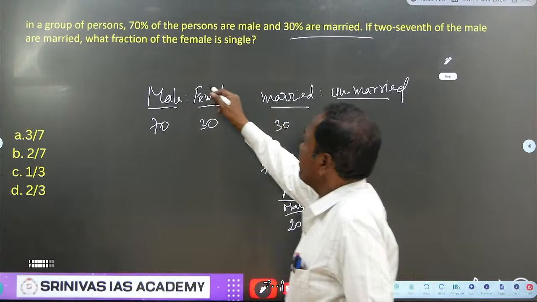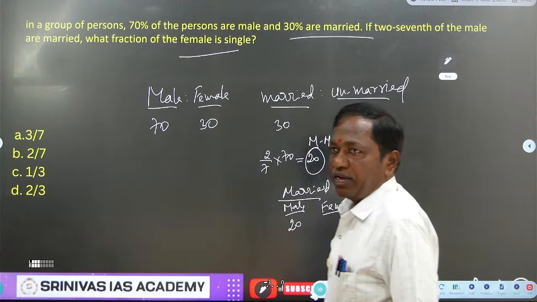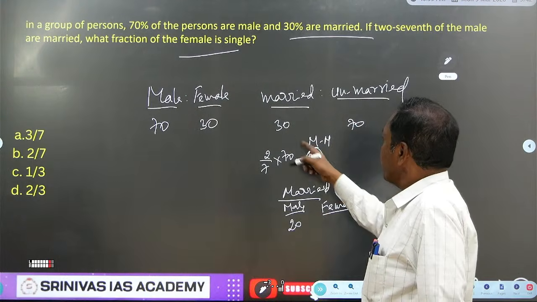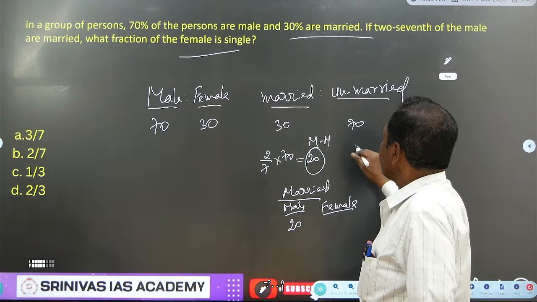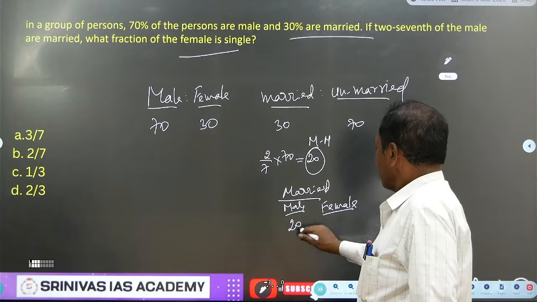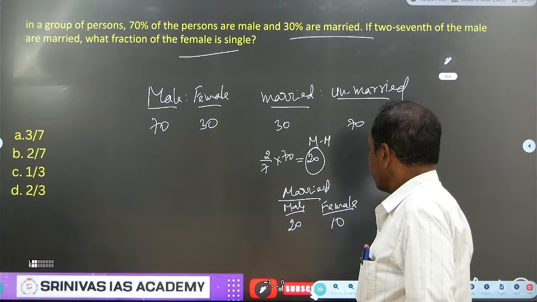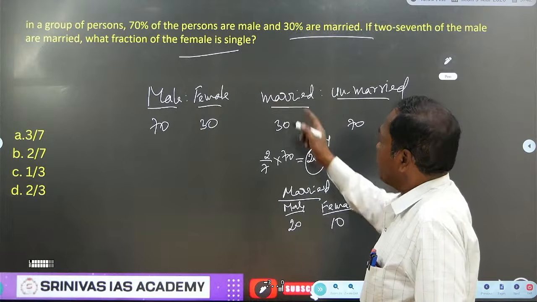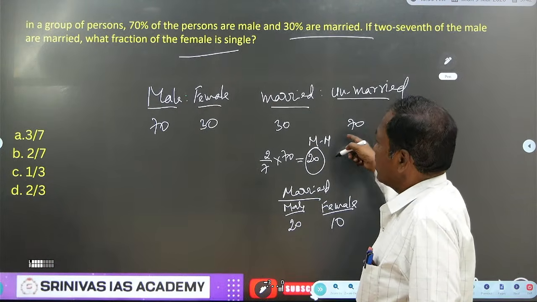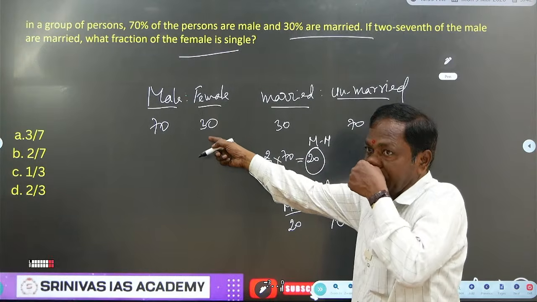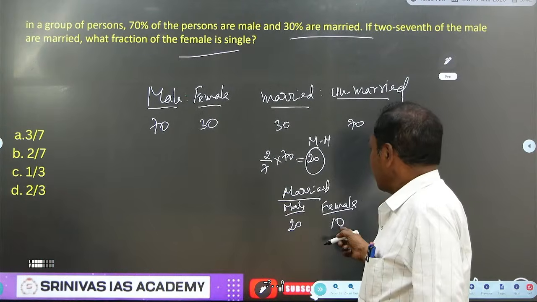What fraction of the females is single? Female, then total married is 30. Male married is 20, so female married is 10. What fraction of the females is single? Total female is 30. Total female here is 30, and 10 are married.